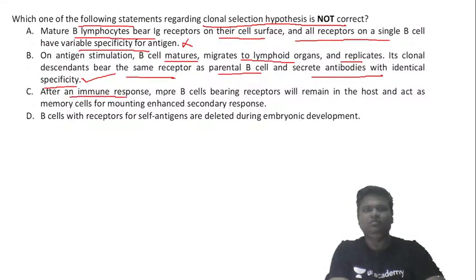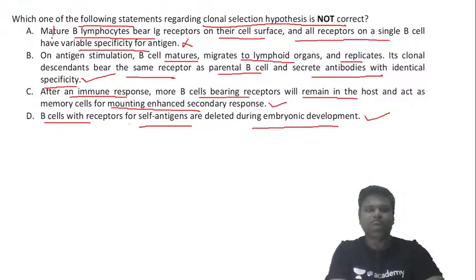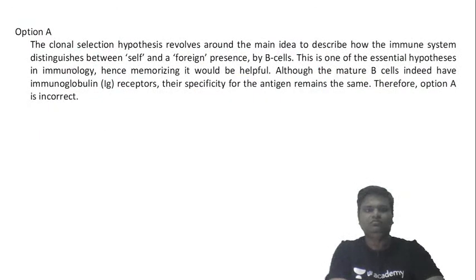After an immune response, some B cells bearing receptors will remain in the host and act as memory cells for mounting an enhanced secondary response. So this is also a correct option. B cells with receptors for self antigens are deleted during embryonic development. So this is also a correct option. So option A is the incorrect statement, which makes option A the correct answer.